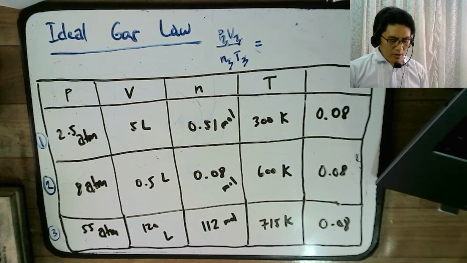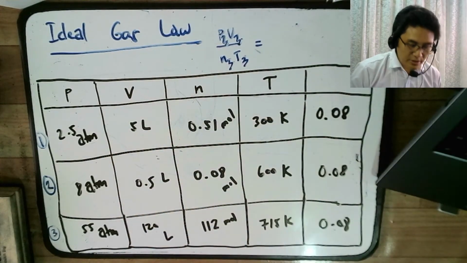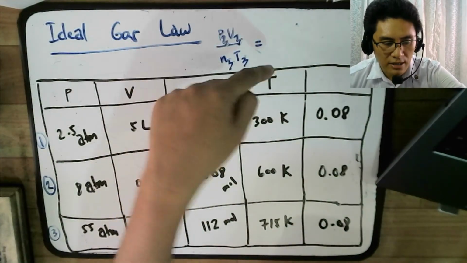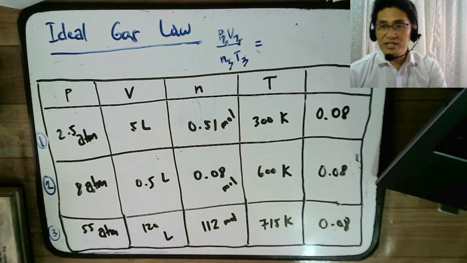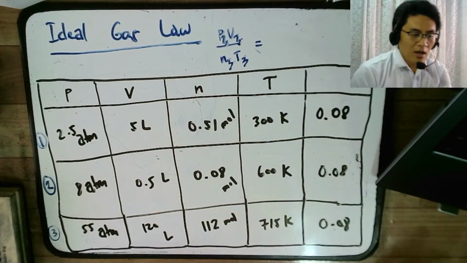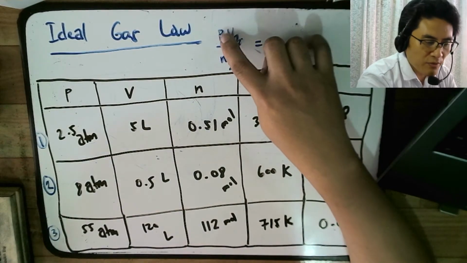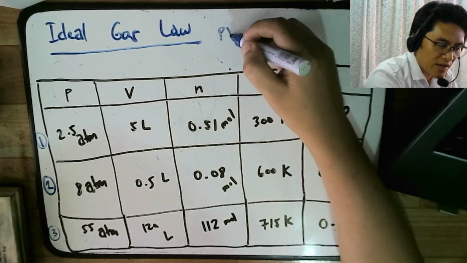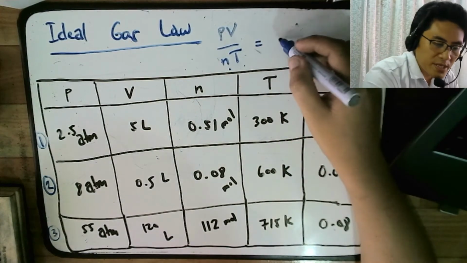Okay, so whatever the values that I have for volume, pressure, number of particles, and temperature, as long as I do the calculation like this, where I multiply P times V divided by N times T, it will always end up with the same number, which is 0.08. So therefore, we say that it's a constant. So we say now that it doesn't matter if it's P1 or P2 or P3 or P4, as long as it's P multiplied by V divided by N and T, the answer will always be a constant.